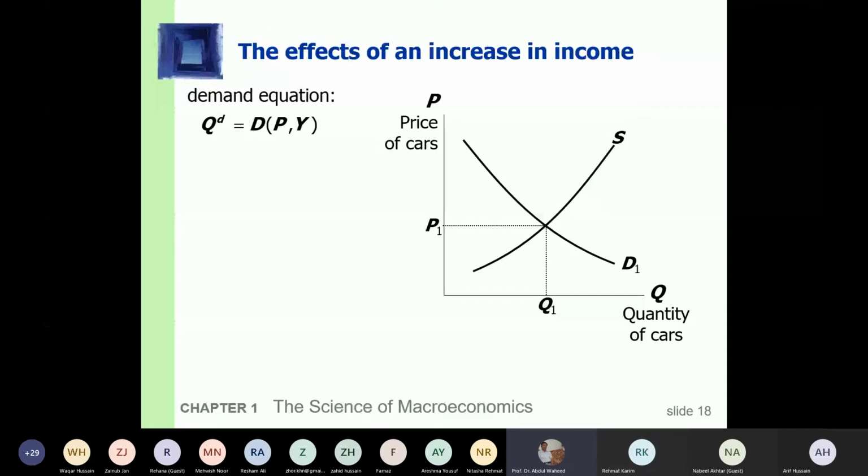When there is an increase in income, what will happen to the supply? Will it shift to the right or left? Rightward. Why will it shift to the right? Do you think that if income increases, supply increases? No, sir. Income will not impact the supply.